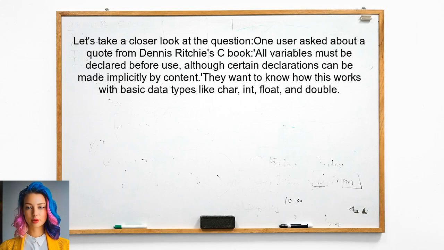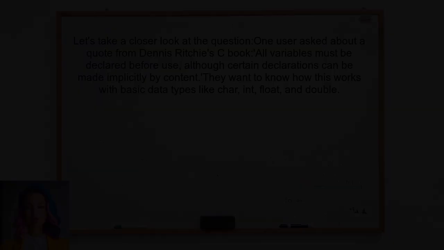Let's take a closer look at the question at hand. One user recently asked about a quote from Dennis Ritchie's C book, which states that all variables must be declared before use, but mentions that certain declarations can be made implicitly by content. They want to know how this works, especially with basic data types like char, int, float, and double.